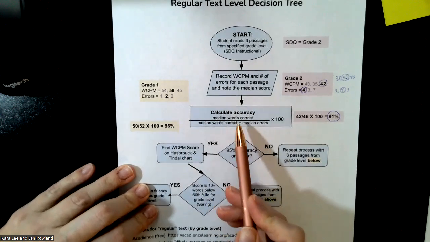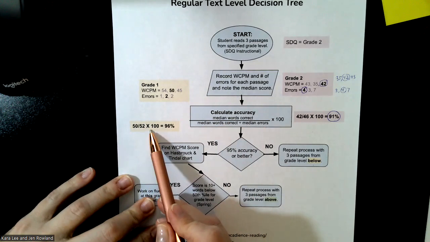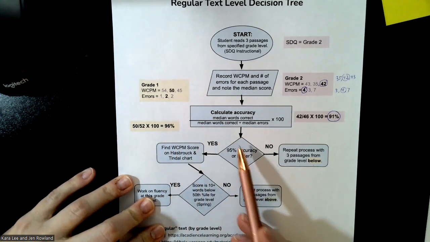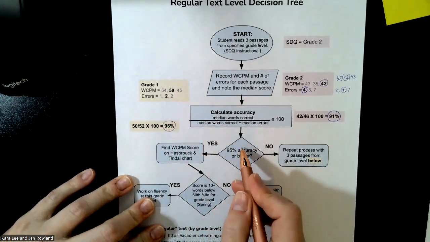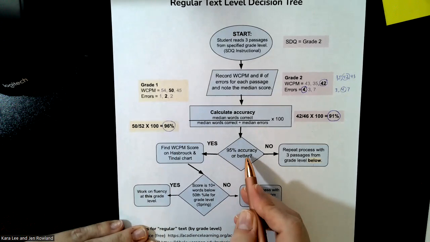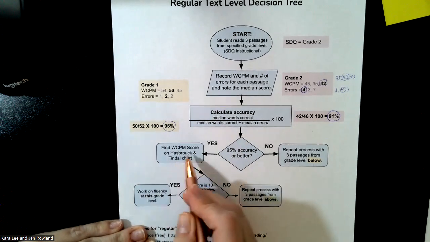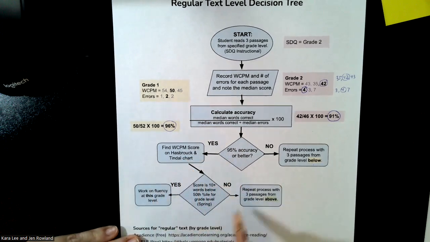Then I'll calculate my accuracy and I've got 50 divided by 52 times 100 equals 96%. Okay. And again, now I'm ready to ask the next question. Is that 95% accuracy or better? Yay, yes it is. Great, now I can keep going with the process.